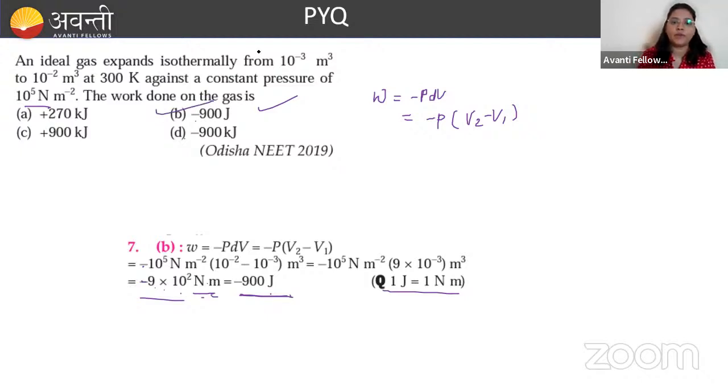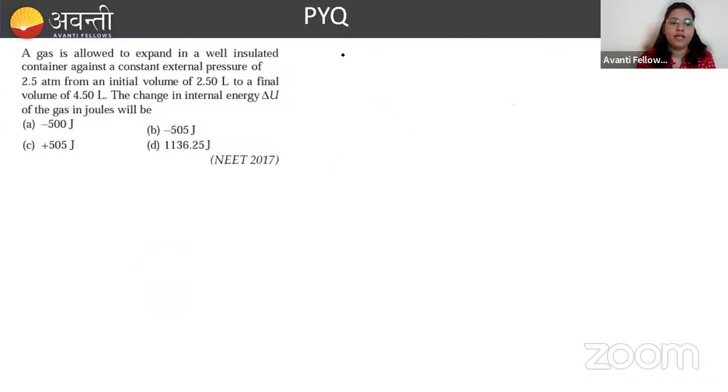Simple calculations. Recent exams have asked such questions: simple calculations for pressure and volume, just calculate the work done. And observe the options also, whether it is in Newton meter, in joule, or in kilojoule. Very good. So now the next problem.